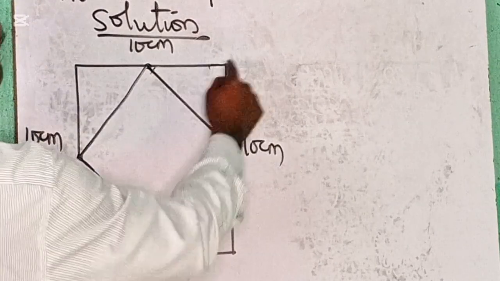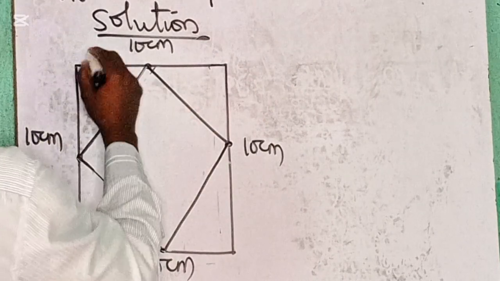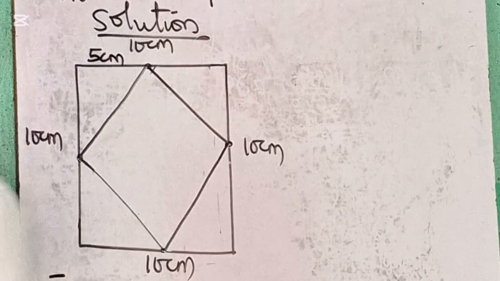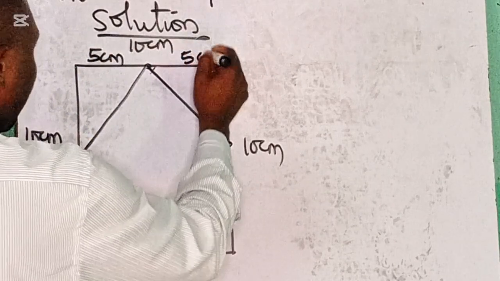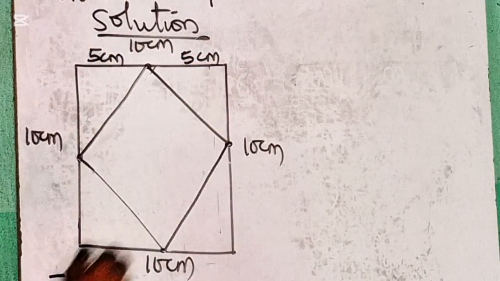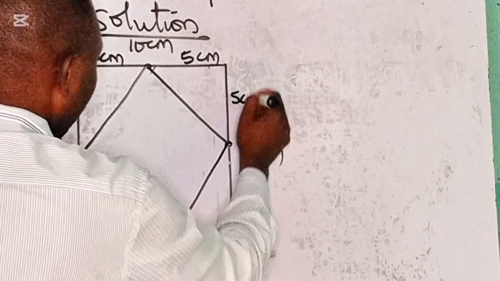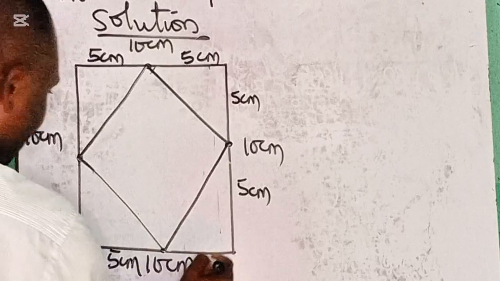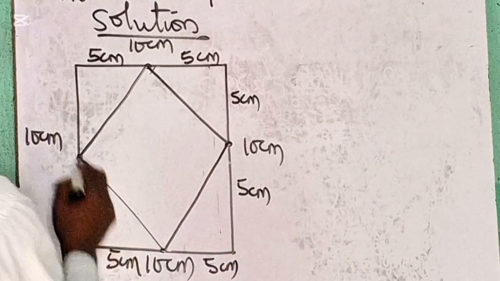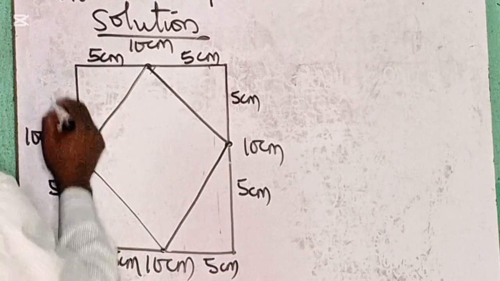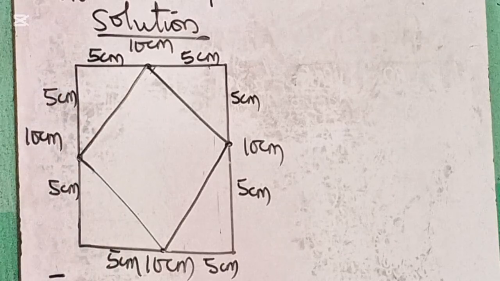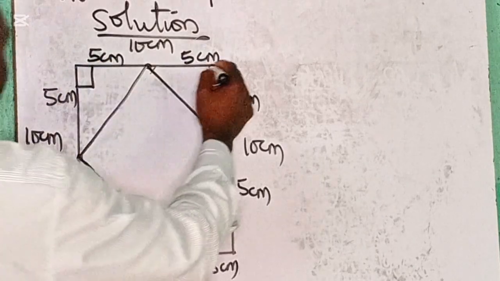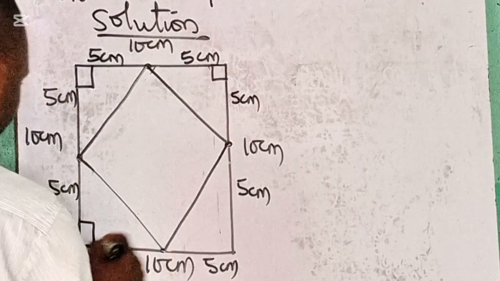Now if here is 10 and here is the midpoint, it means here is 5 centimeter. Here too is 5 centimeter. Here is 5 centimeter, 5 centimeter, and here too is 5 centimeter. Now, take note, this is 90 degree, okay?